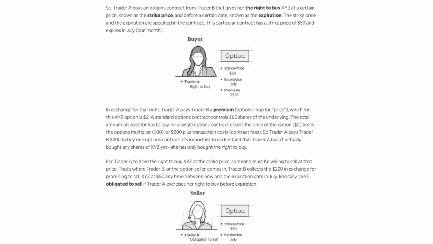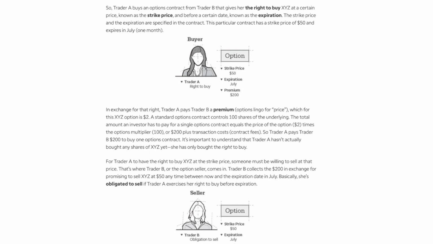It's important to understand that Trader A hasn't actually bought any shares of XYZ yet. She has only bought the right to buy. That's why options are often talked about as if they are coupons. You don't actually have the product yet, you just have a coupon. You still have to pay for the shares, but the coupon just locks in your price.